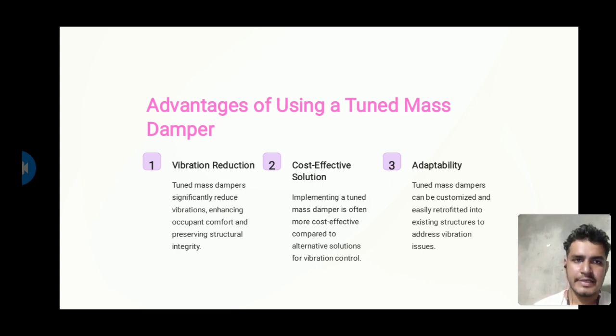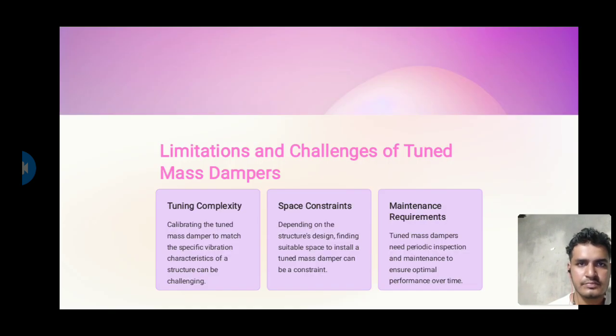In the second, the cost effective solution. Implementing tuned mass dampers is often more cost effective compared to alternative solutions for vibration control. In the adaptability, the tuned mass dampers can be customized and easily retrofitted into existing structures to address vibration issues.